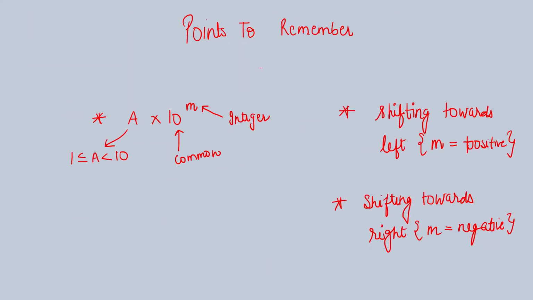Always remember these 3 golden rules while converting your number into standard form. First, it should be in the format of a into 10 raised to the power m, where a lies between 1 and 10. It can be 1, but it should be less than 10. Second point, whenever you are shifting your decimal towards left side, then your m is positive, and whenever you are shifting your decimal towards right, then this m will be negative.